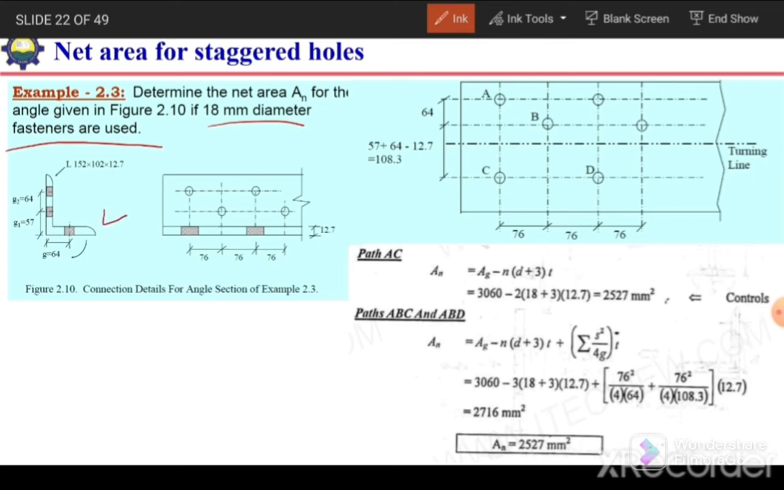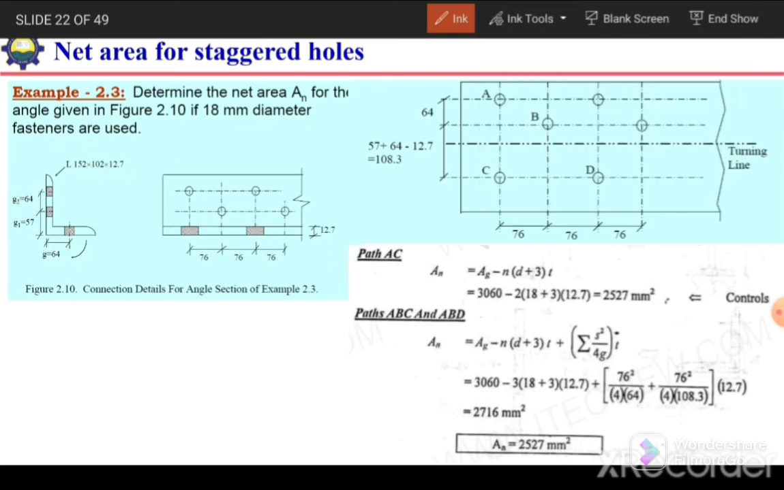We have an angle section. On one leg we have one bolt, and on the other leg we have two bolts, and it is an angle section 152 by 102 by 12.7. So this 102 leg is this one. Here we have only one bolt at a gauge length of 64, and in this longer 152 millimeter leg we have two bolts at gauge distances of 57 and 64.